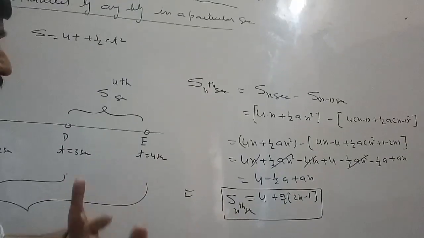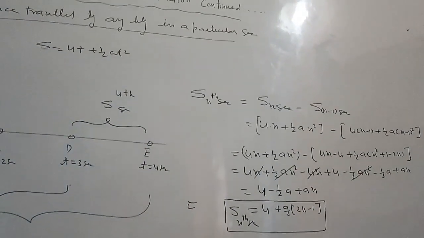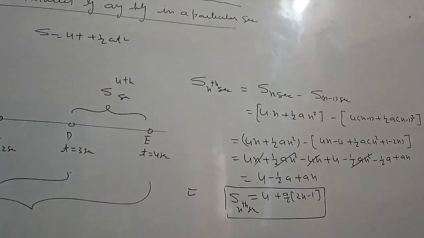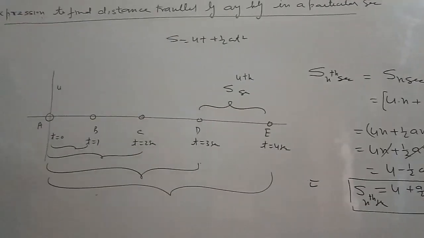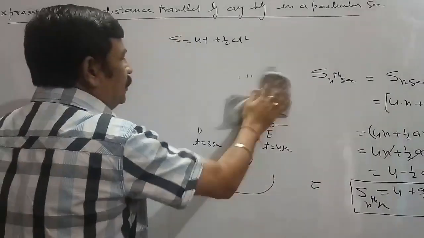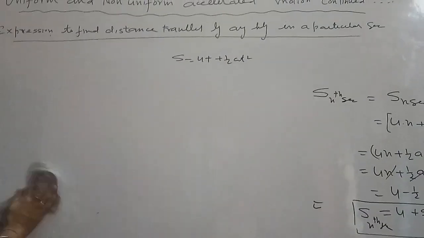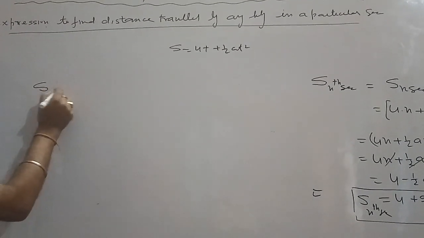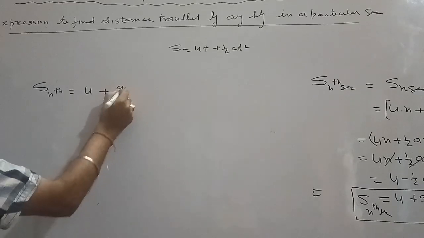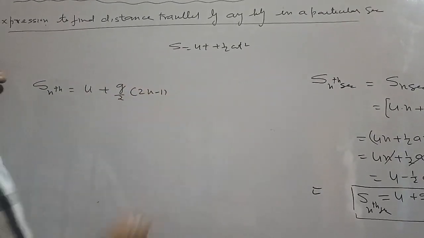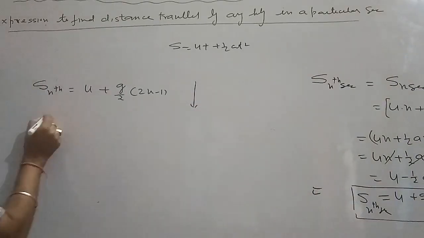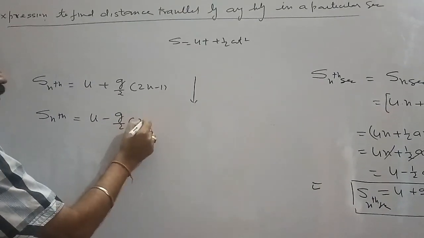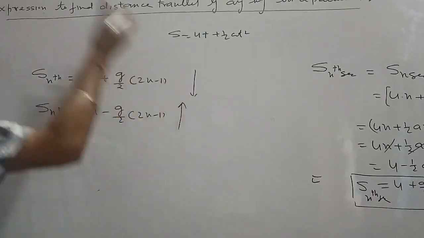So this is the expression to find the distance travelled by the body in a particular second. The same expression will change its form when we discuss vertical motion. There a will become g. If instead of horizontal direction, the body is moving in vertical direction, then the distance travelled by the body in the nth second will be u plus g by 2 into 2n minus 1. This is for downward motion, and the distance travelled by the body in the nth second will be u minus g by 2 into 2n minus 1. This is for vertically upward motion.